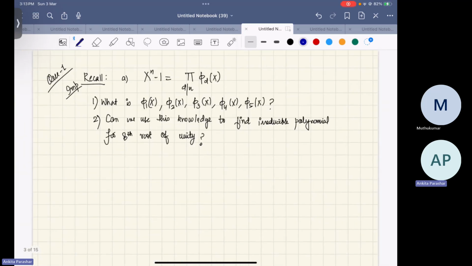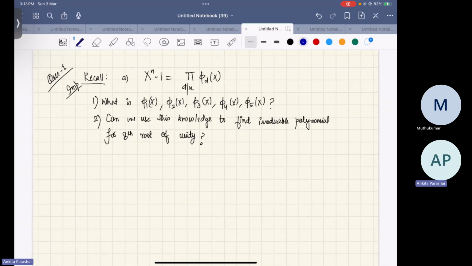It says that x power n minus 1 is the product of these cyclotomic polynomials. So can you recall what is the cyclotomic polynomial phi d of x? Yeah, product of x minus zeta, where zeta varies over primitive dth roots of unity. Exactly. It should be primitive dth roots of unity.